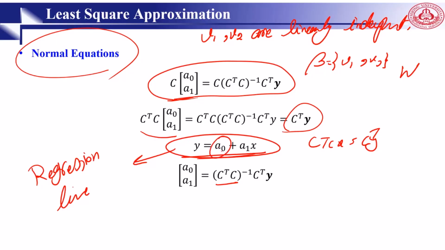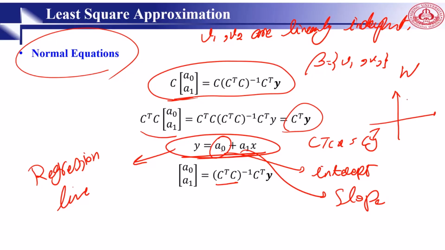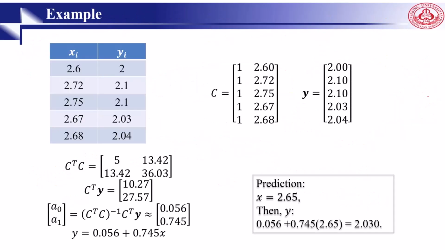This a0 is also called the intercept, and this a1 is called the slope, right? The intercept, when you want to draw a line, is the point where the line crosses the y-axis, and a slope is a slope, right? So this is one slope, this is another slope, this is another slope. This is the rate of change in the line.